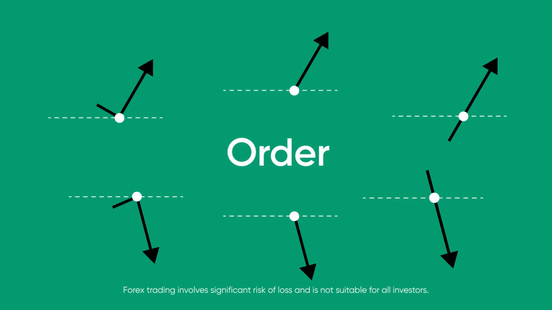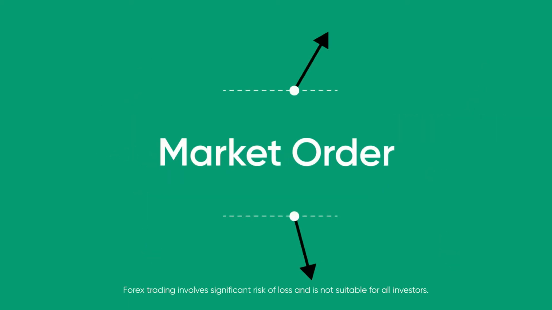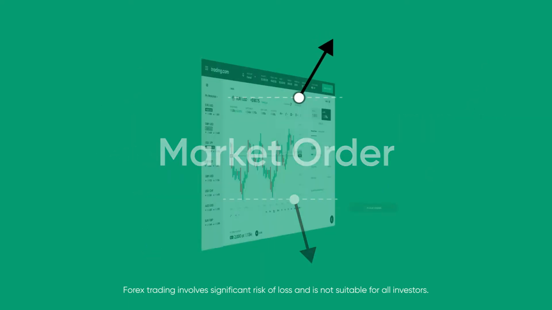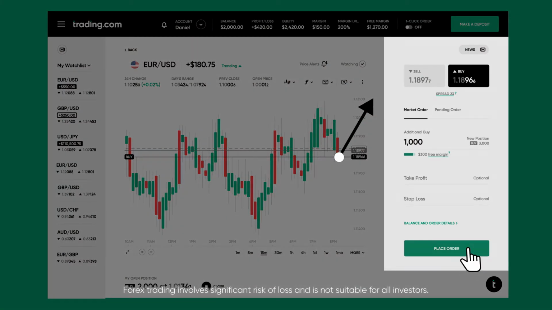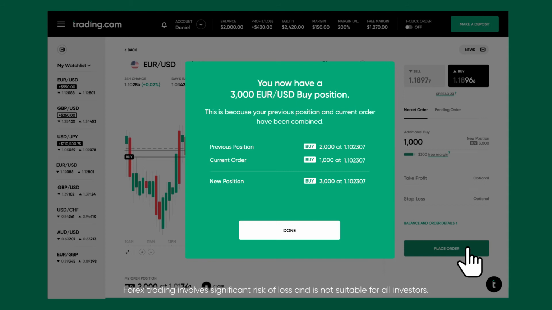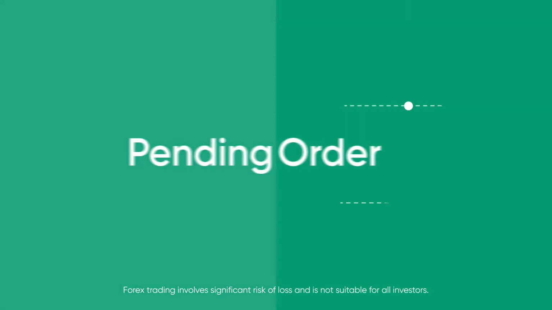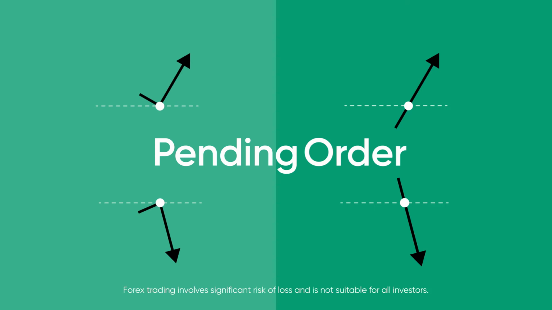There are various types available, but some of the most popular are market orders and pending orders. A market order is the most common. If you want to open or close a trade immediately, you can use a market order. Once placed, your order will execute automatically at the best price available to you. A pending order, meanwhile, will only execute if certain conditions you set are met.